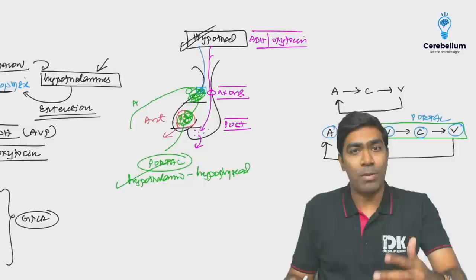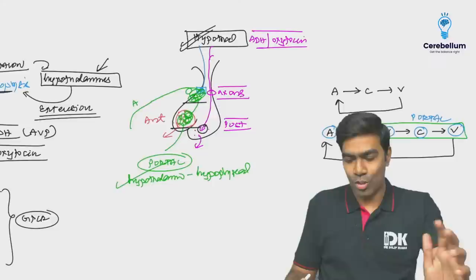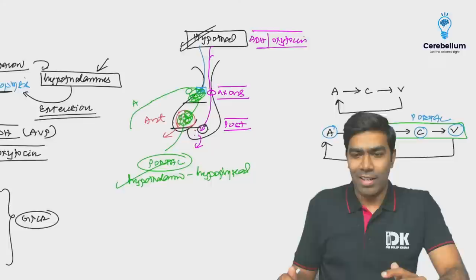For the posterior pituitary, no portal system is required because the hypothalamic neurons directly enter the posterior pituitary. There is no need for a portal system in the first place because it's just neurons entering the posterior pituitary. So technically, you have an area of the pituitary called the stalk.